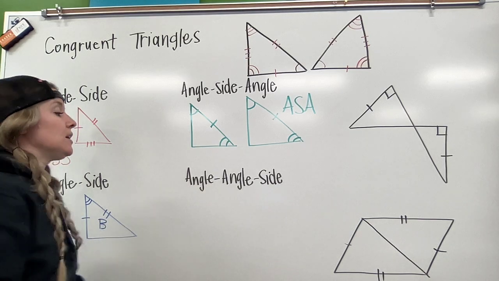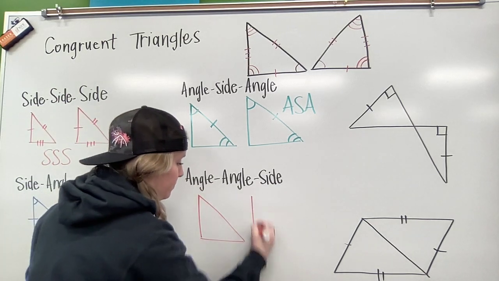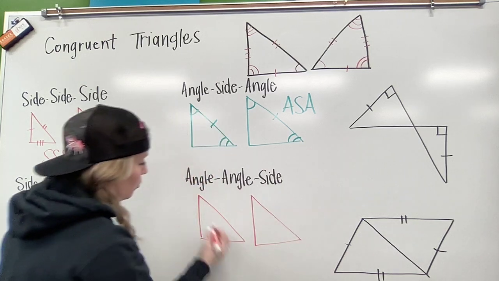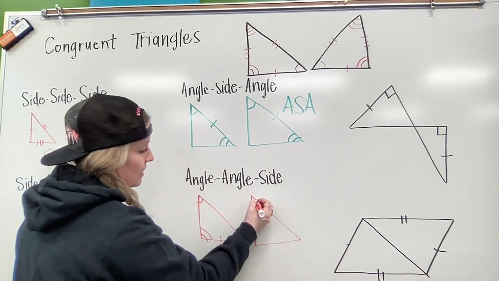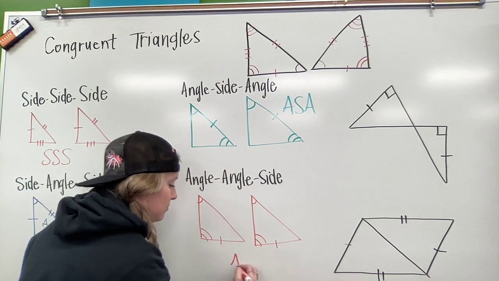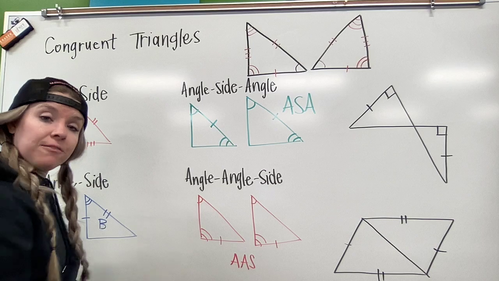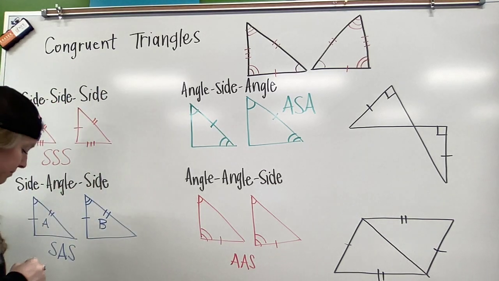So my last one here, angle, angle, side. Going in consecutive order, this would be angle, angle, side. Again, that is enough information to guarantee that those two triangles are congruent.